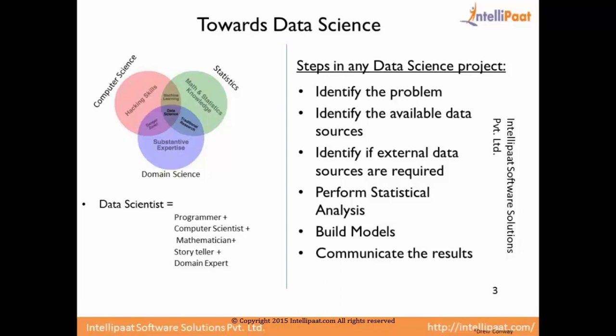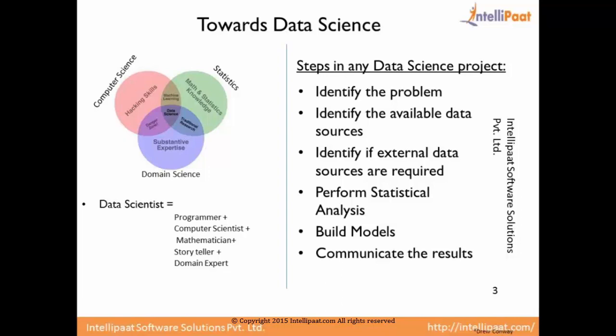Is it increasing the sales of an e-commerce site, or decreasing the expenses of a particular industry which is running a lot of expenses every month? So what is the problem that we are going to solve? Once after identifying this problem, we have to identify what are the various data sources that we have.